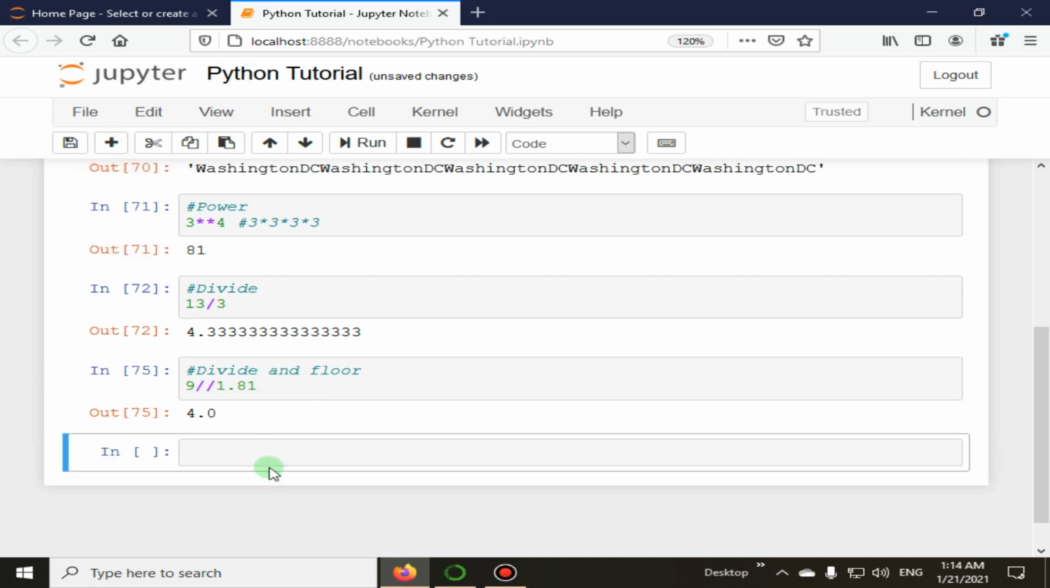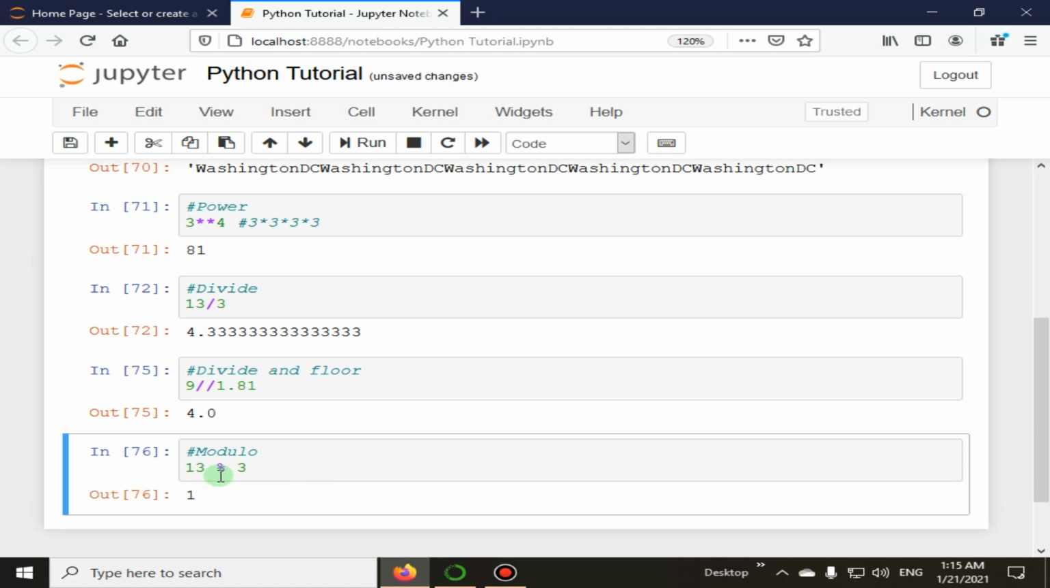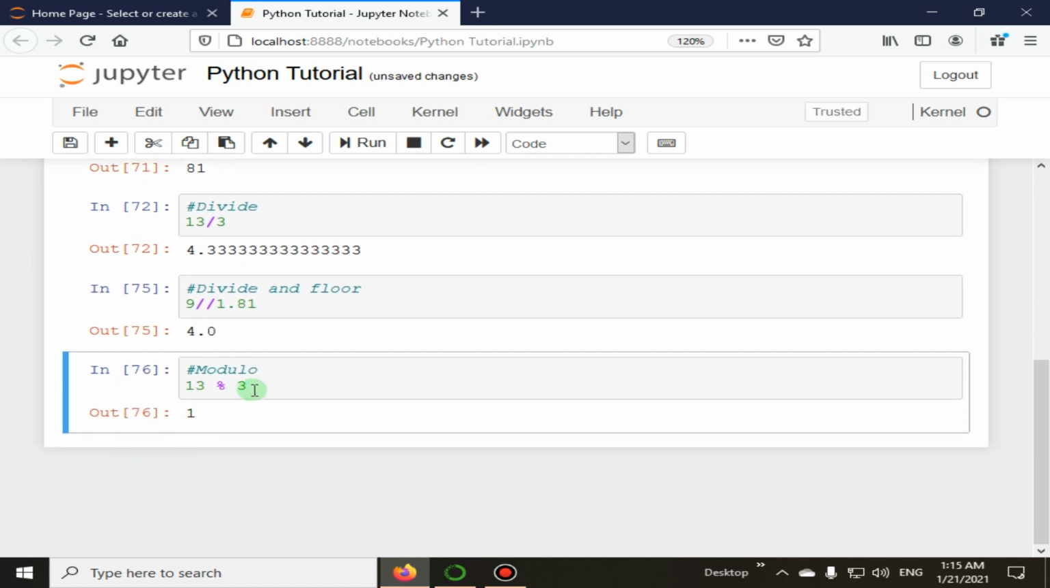And here I am going to tell you about modulo. So it will return the remainder of the division. Let's suppose 13 modulus operator 3, so it will give 1. One is the answer output. Let's suppose I'm going to change this with the minus, let's suppose 25.5, and I will divide this with 2.25, I guess. Let's check, this will give 1.5.